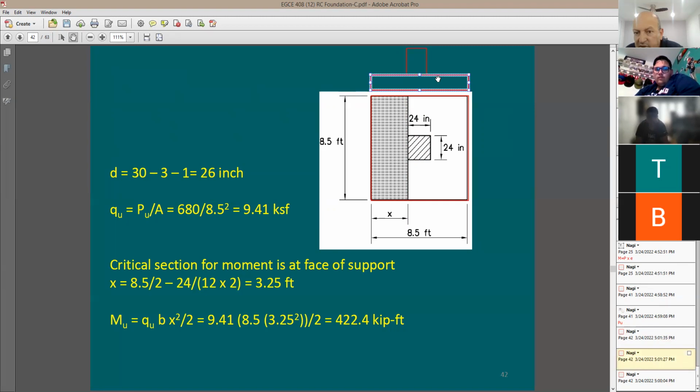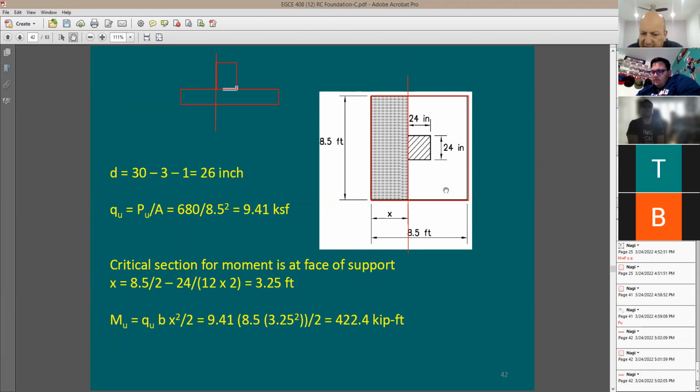So I should be able to move this here. I'm going to move it just to the side. I'm going to say my critical section for a moment is going to be right at the face of the column, meaning it's going to be right here. Because this cantilever wants to lift up, and the maximum tension is going to be here. So now I understand the reason that this is hatched or shaded this way, because I know this is going to be the critical section of moment on the footing.